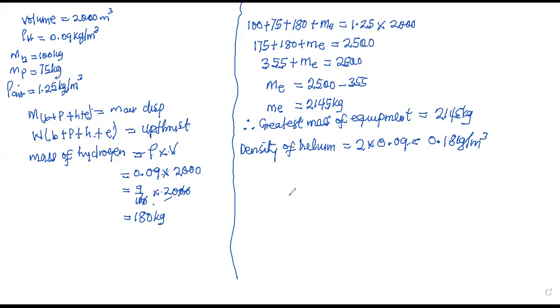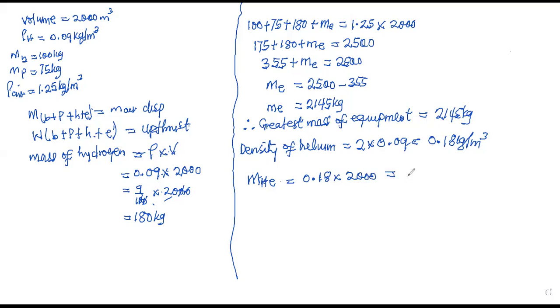Now, when we change the gas, it is just the mass of the gas within the tube that will change. The mass of the pilot will not change. The mass of the balloon will not change. It's just the mass of the gas within the tube that will change. So mass of helium this time around will be equal to the density of helium, which is 0.18 times the same volume, 2,000.